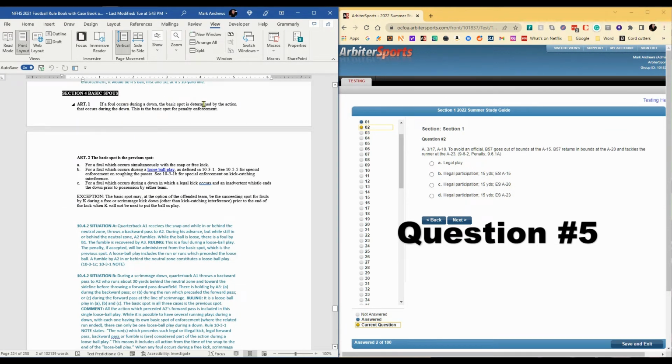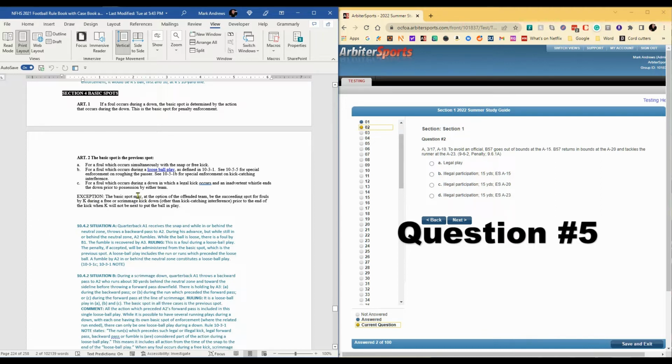If foul occurs during a down, the basic spot is determined by the action that occurs during the down. This is the basic spot for penalty enforcement. The basic spot is the previous spot for loose ball plays, and it includes all of these situations. Basically, a loose ball play is a kick or a pass. That's really all you have to think of it. There is an exception. This is fairly new. The basic spot may, at the option of the offended team, be the succeeding spot for fouls by K, so it's during a kick. All right, so that's not the situation here.